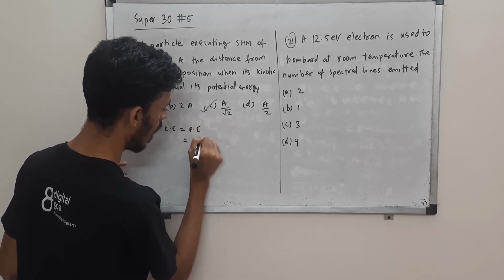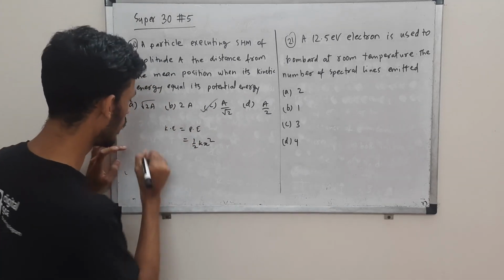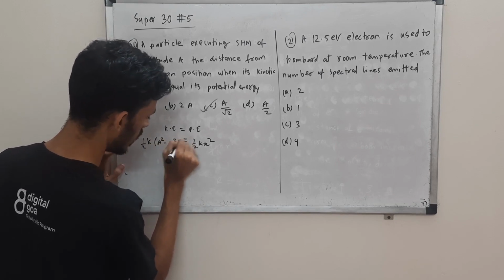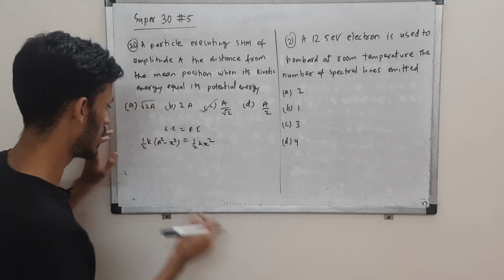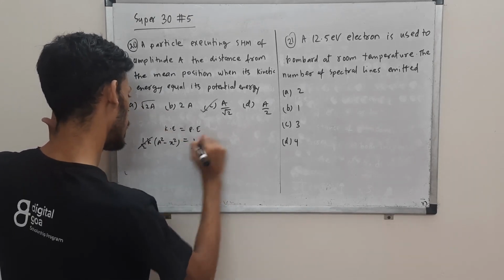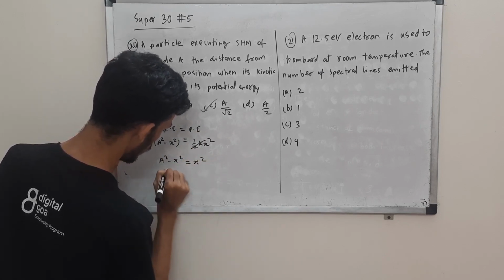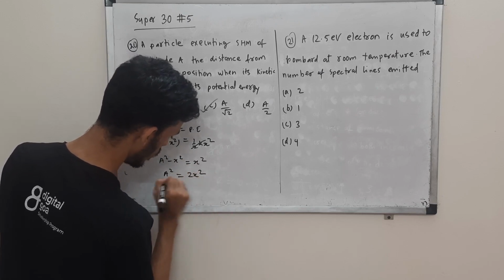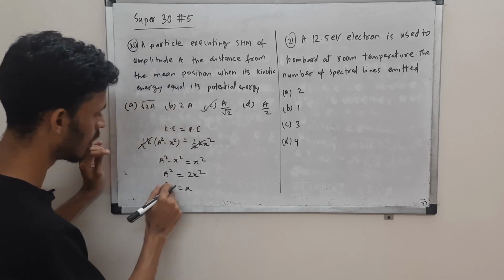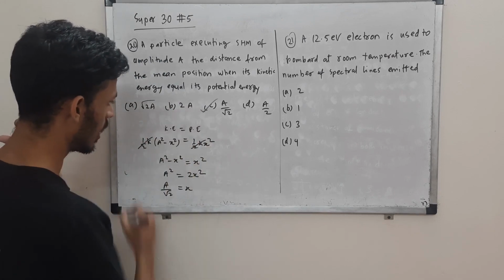Potential energy for SHM is half k x square. There is no direct way for kinetic energy, you just have to take total energy, which is half k a square, minus the potential energy. Total energy is constant for SHM, half k a square, and minus the kinetic energy. So you can see half k gets cancelled, a square minus x square is x square, so a square is 2x square, which means x is a by root 2. You take root 2 to the other side and take root. So a by root 2 is the point where kinetic and potential energies are equal.